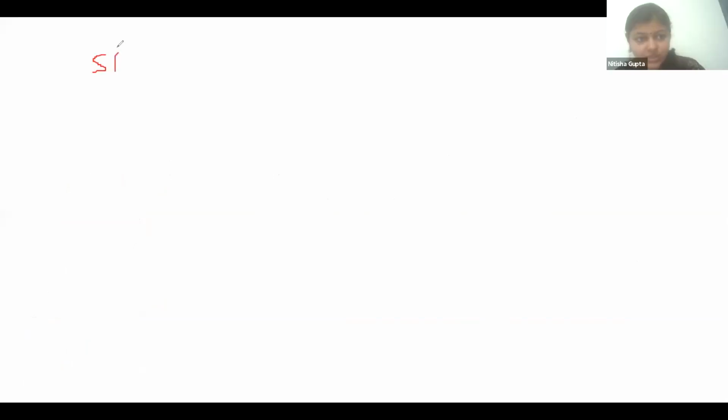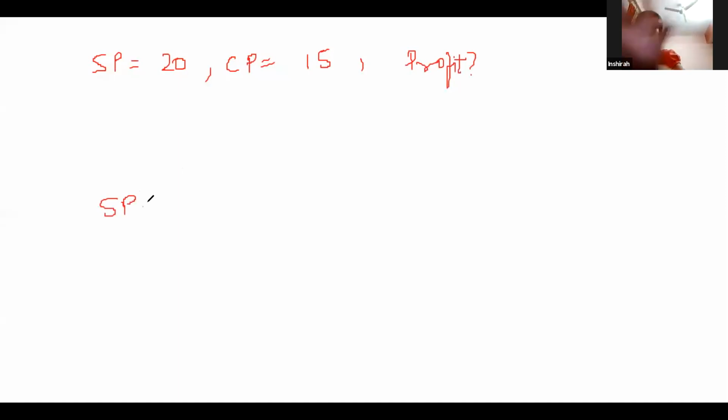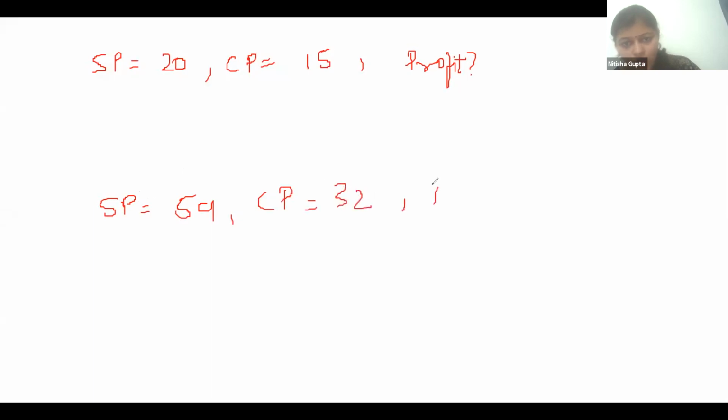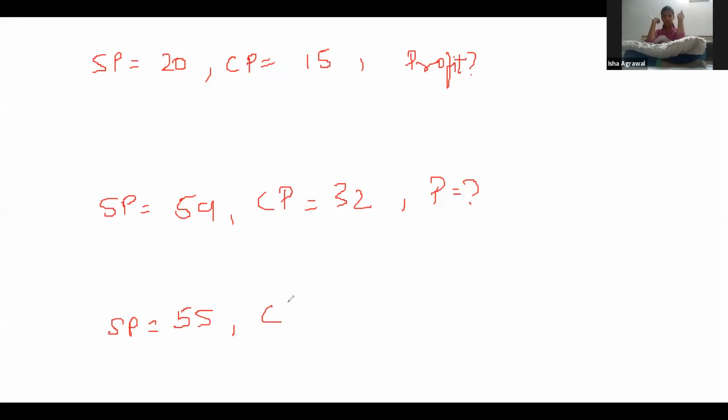Say SP is, this is for Isha, 20, and CP is 10, or say 15. So what is my profit? Can you solve it? And for Shweta, SP is 59 and CP is 32. So how much is profit? Inshita, SP is say 55 and CP is 25. So how much is profit?